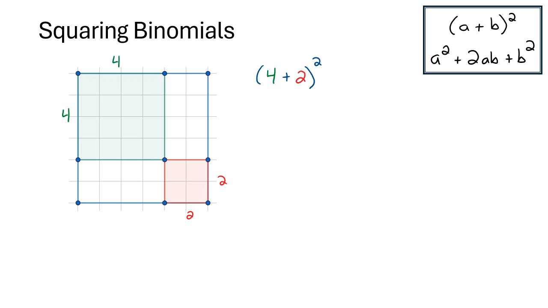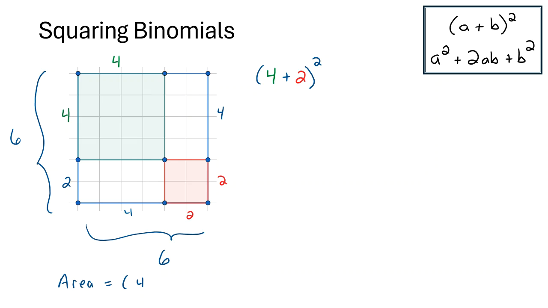And then these other sides over here, this is 2, right? And this is 4. So this whole distance right here is 6. And this is 4 right here. And this whole distance is 6. So what this is modeling right here is 4 plus 2 times 4 plus 2, right? The area of this square is 4 plus 2 times 4 plus 2. That's this side times this side.